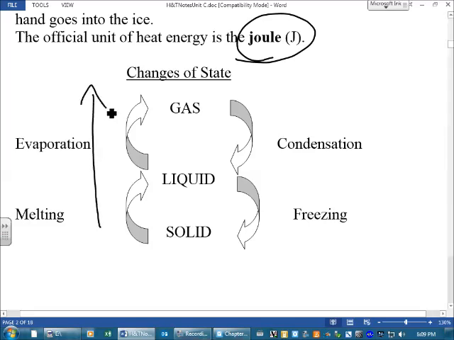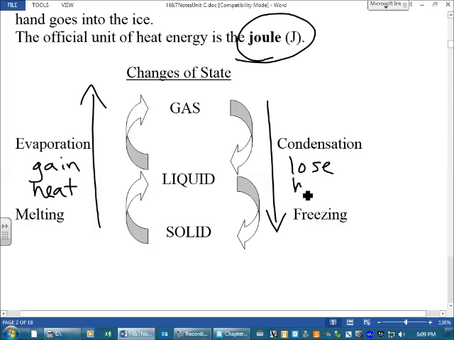So the little bit that I want to throw in here is, if we're moving in this direction, in order to go from solid to liquid to gas, we have to gain heat or gain thermal energy. Going down this way, going from gas to liquid to solid, we have to lose heat or lose thermal energy. Okay? And that's very, very important.